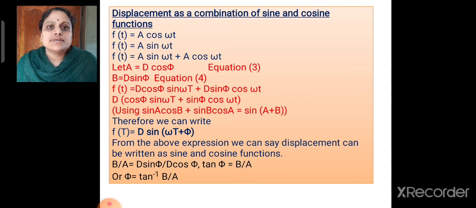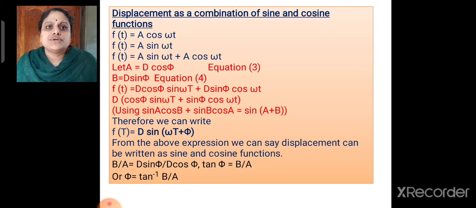The displacement can be written as a combination of sine and cosine functions also. For example, if f1(t) is equal to a cos omega t and f2(t) is equal to b sin omega t, then the function f(t) equal to a cos omega t plus b sin omega t also will be periodic.